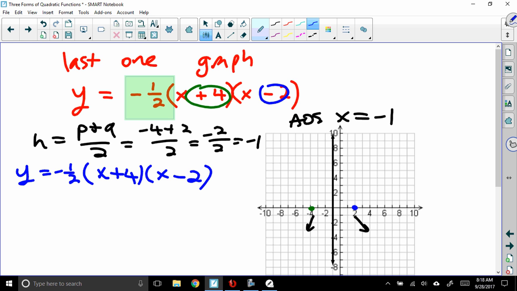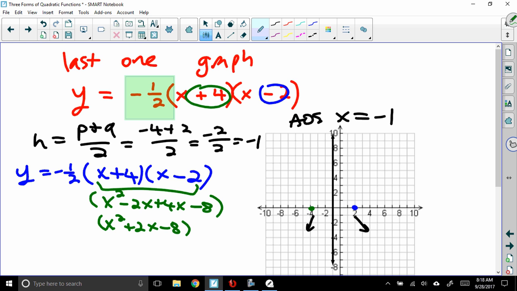So I'm going to go ahead and FOIL this out. What's that going to be? That's going to be x squared minus 2x plus 4x minus 8. So that's going to be x squared plus 2x minus 8. And then I got this negative a half that's multiplying all that. So this is going to be -1/2 x squared. Now what's half of 2? 1, so that's going to be minus x. And then half of 8 is 4, and that's going to be a plus 4, right? So my y-intercept is at plus 4.